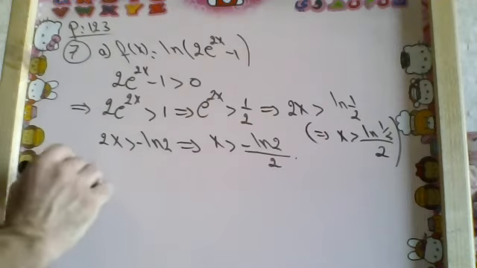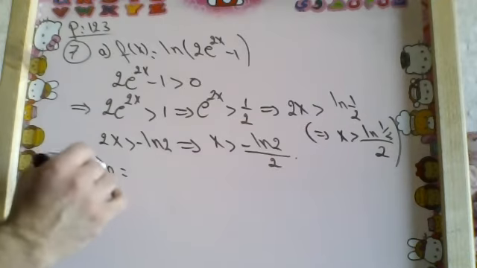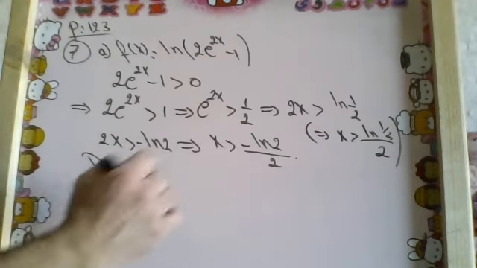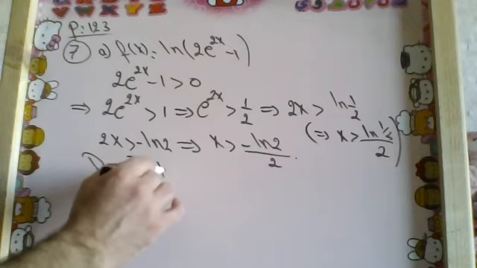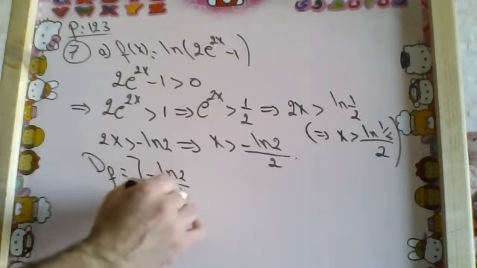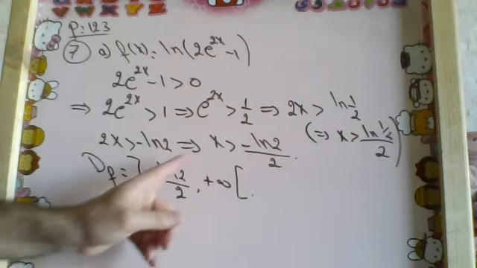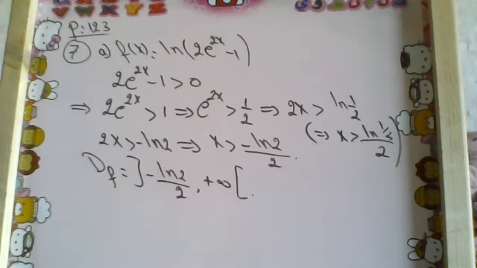So the domain will be the open interval from negative ln 2 over 2 to positive infinity, or ln half over 2 to positive infinity. Both are correct.